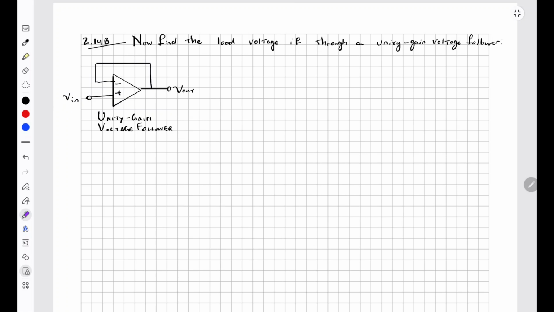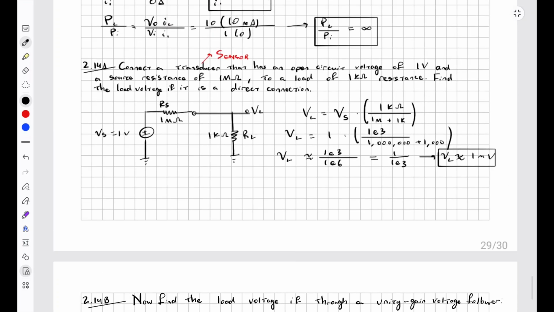So in this unity gain voltage follower, V out is just equal to 1 times V in. Unity gain means the gain is 1. And the question asks us to find the load voltage if it's through a unity gain voltage follower. So we will use this instead of the sensor in part A.